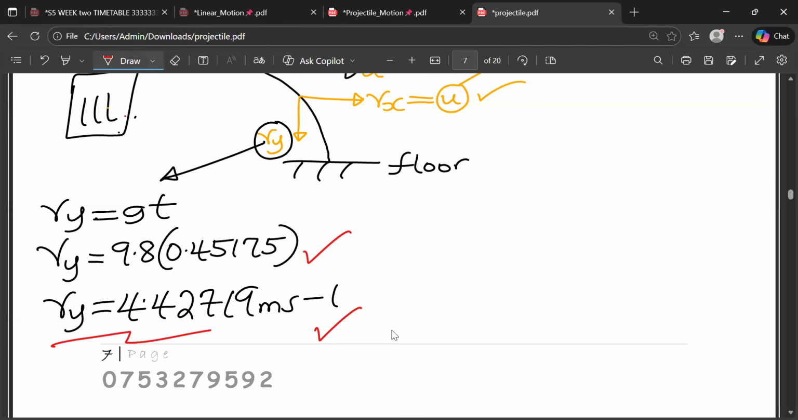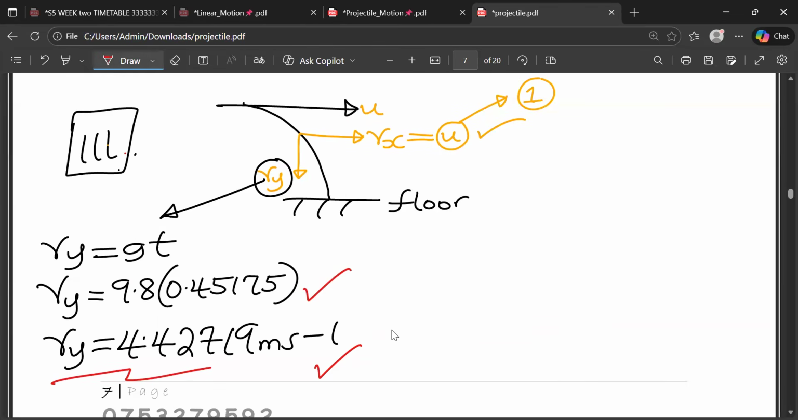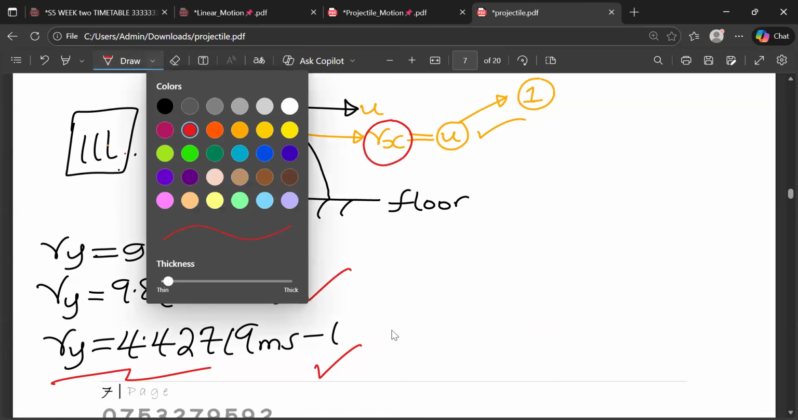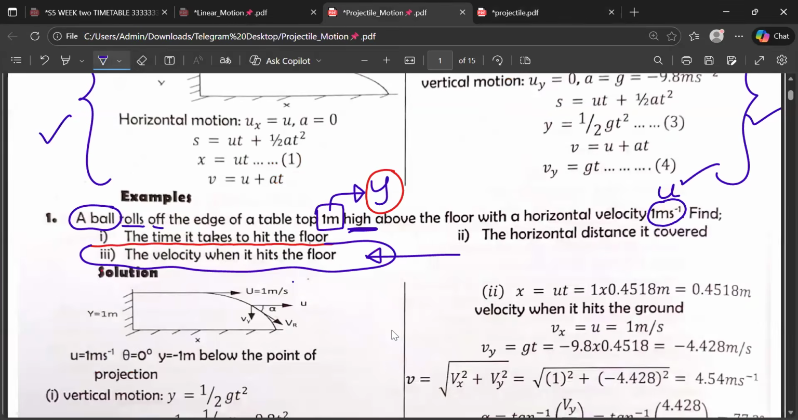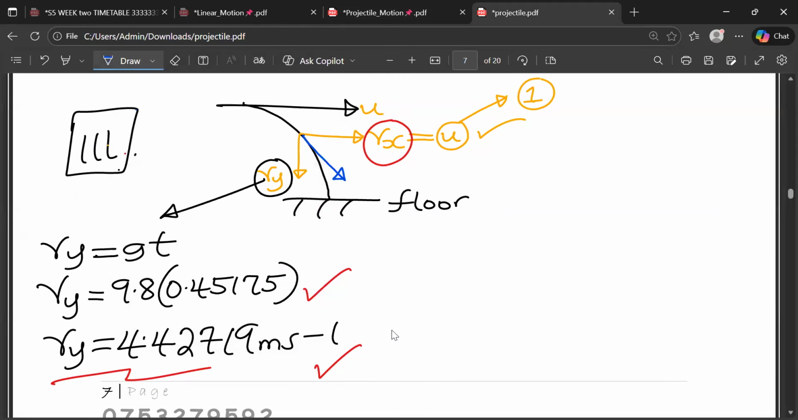Okay, so we have our Vy, and we also have the Vx here. But remember, they want the velocity. They want only one, so you're supposed to resolve those components into one. That's where the resultant comes in. But what did the question ask? It asked for velocity. Velocity is a vector quantity. You must provide both magnitude and direction. And what is direction? Direction is that alpha.